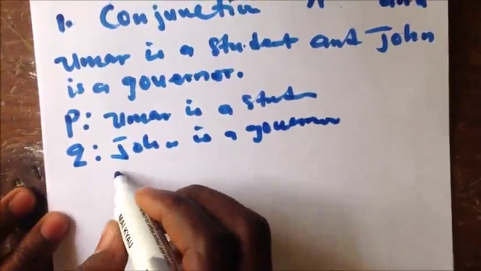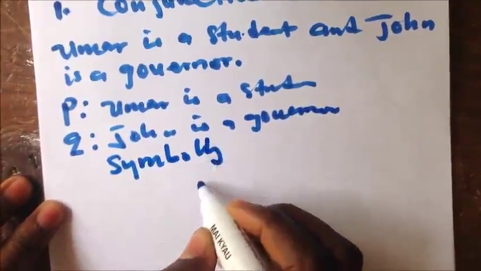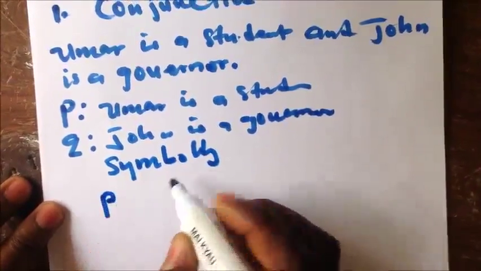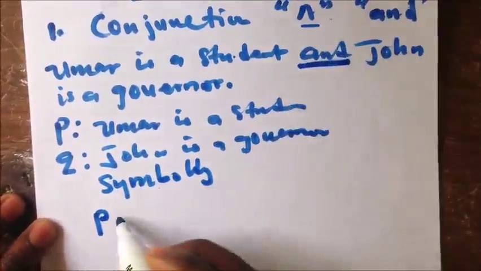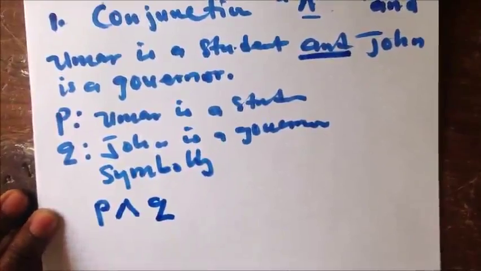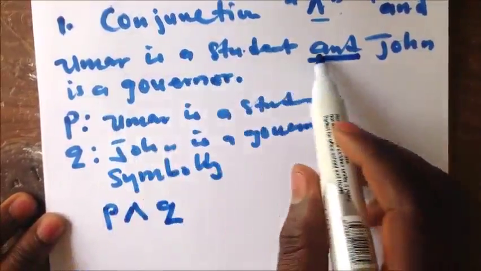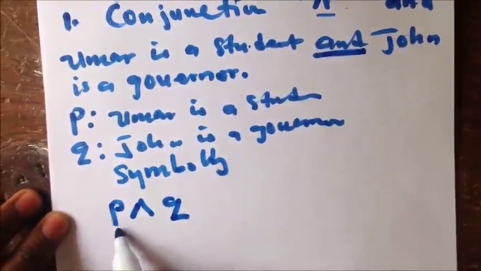Then to represent this symbolically, we have P, and now if you look at this, this is our connective, used in the form of this, and Q. So now this statement, Omar is a student and John is a governor, may be represented symbolically using logic in this form.